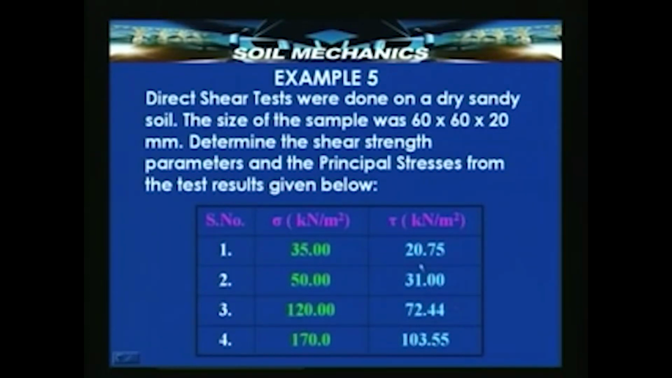At one glance you will find that these values are rather small compared to the previous test. This immediately gives us an indication that the value of angle of internal friction here is obviously lesser than what we got in the previous example, that is example number 4. Let us see how this plots.